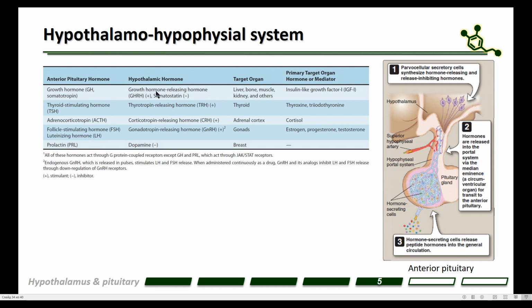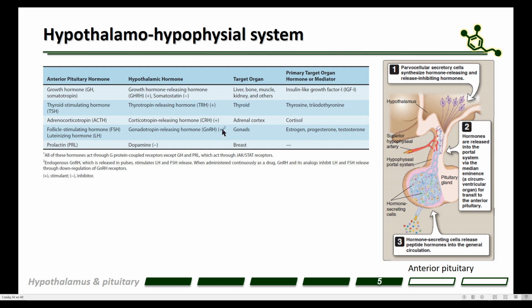Then we have thyrotropin releasing hormone, which initiates the production of TSH, thyroid stimulating hormone, by the anterior pituitary, and this in turn will act on the thyroid gland to produce thyroxine and triiodothyronine. Then we have corticotropin releasing hormone, CRH, which will lead to the production of ACTH, that's the adrenocorticotropin, which acts on the adrenal cortex to produce cortisol.